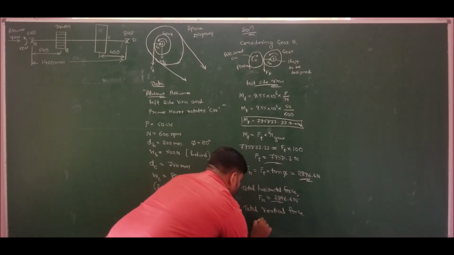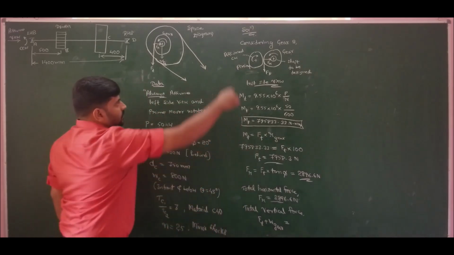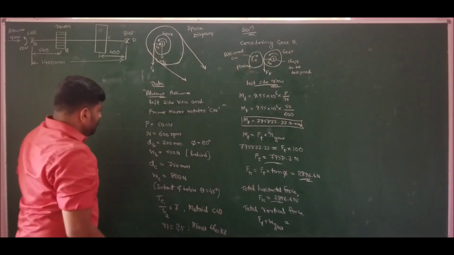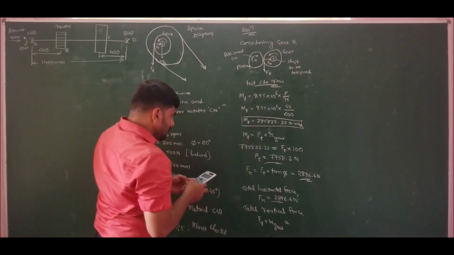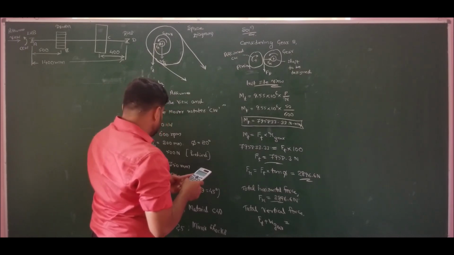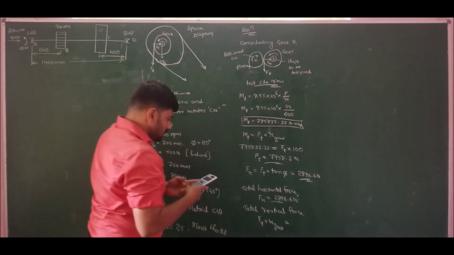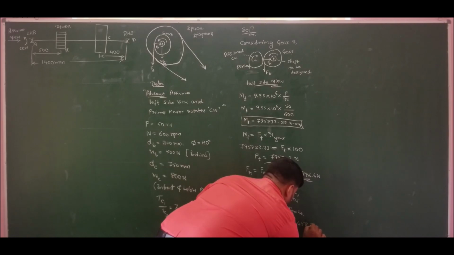Next we have the total vertical force. Coming to the total vertical force, we have Ft plus weight of the gear, because both are acting vertically downwards. Ft is acting vertically downwards, weight is also acting vertically downwards. So Ft plus weight of the gear will become 7958.33 plus 500 newtons, which is equal to 8458.33 newtons.